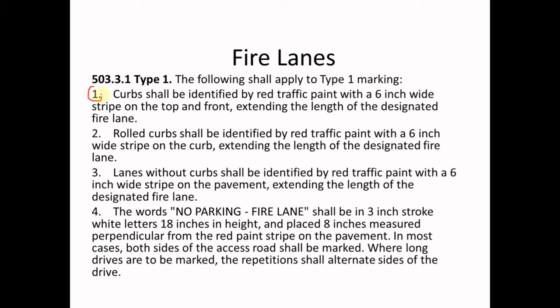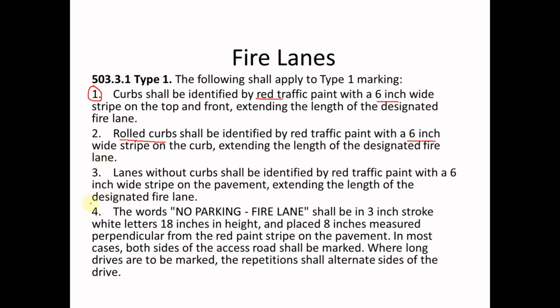So provision number 1 here is really just we're going to paint the curb red. So red traffic paint, 6-inch wide, front and top. We're painting the curb red. If we have a different type of curb, a rolled curb, we're going to paint that part red. Nothing crazy complicated about this. If you have a lane without a curb, we're painting the edge of the asphalt red. Pretty simple. And that extends the length of the designated curb. And again, you'll find that information in your civil drawings, your site development permit.